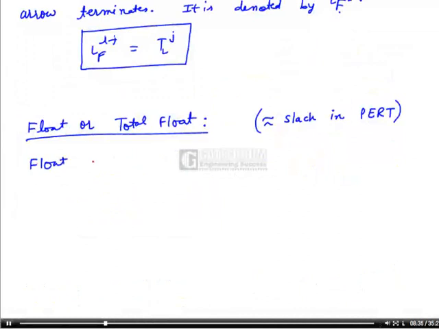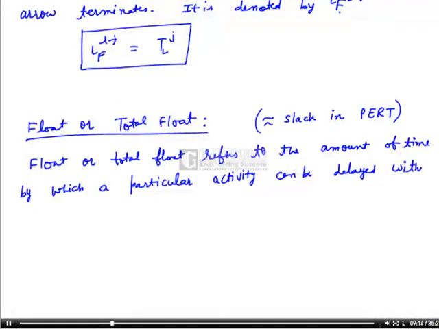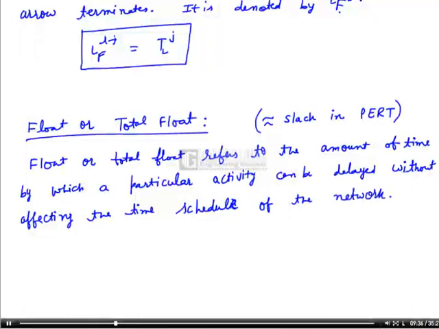So let us note down. Float or total float refers to the amount of time by which a particular activity can be delayed without affecting the time schedule of the network.